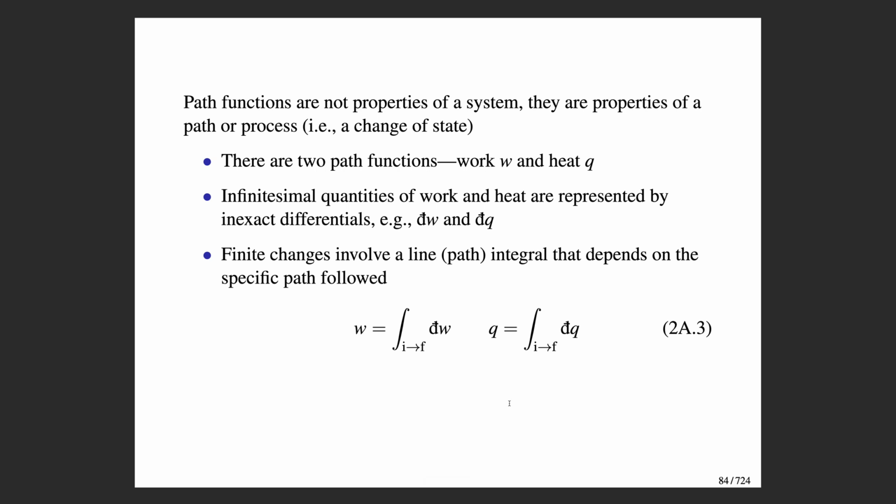Another quantity in thermodynamics is called a path function. Path functions are different from state functions in the sense that they are not properties of the system. Rather, they are properties of some path or some process that involves a change of state. And the value of a path function depends upon what path you take between the initial state and the final state. Not all paths are identical as far as path functions are concerned. There are two path functions that we'll talk about in this course. There's only two to worry about ever. Work is one, and the other is heat.